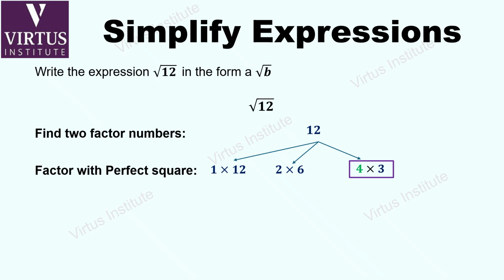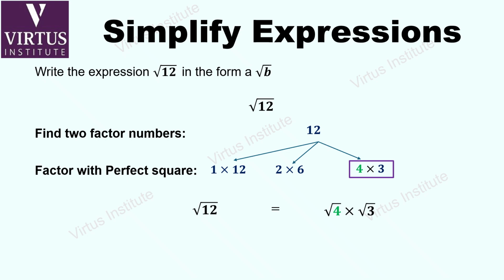Now, using the surd rule that the square root of a product equals the product of the square roots, we write the square root of 12 as the square root of 4 multiplied by the square root of 3.